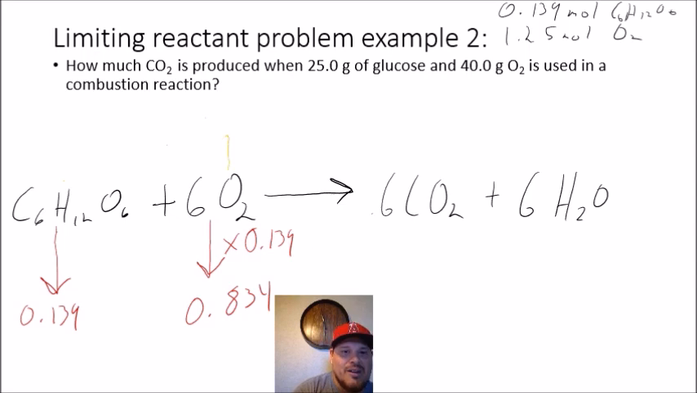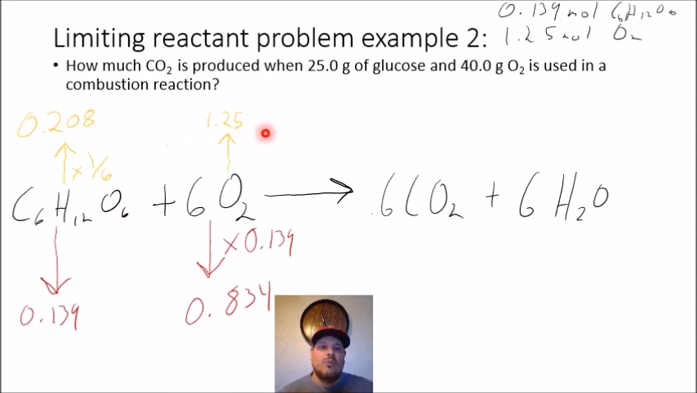All right, so in this reaction, I use 1.25 moles of oxygen gas. I know my molar ratio for glucose to oxygen is 1 to 6. For every 1 mole of glucose, I use 6 moles of oxygen. So I'm going to multiply that times 1 over 6. 1.25 times 1 over 6, and I get 0.208.